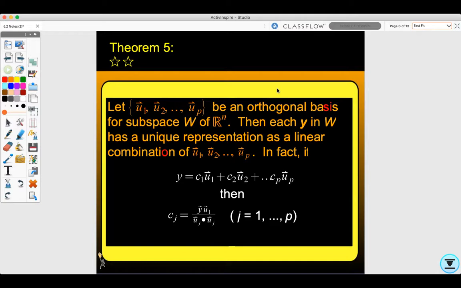In fact, if y equals c1 times u1 plus c2 times u2 plus cp times up, then cj is y dot uj all over uj dot uj, where j equals 1 to p.